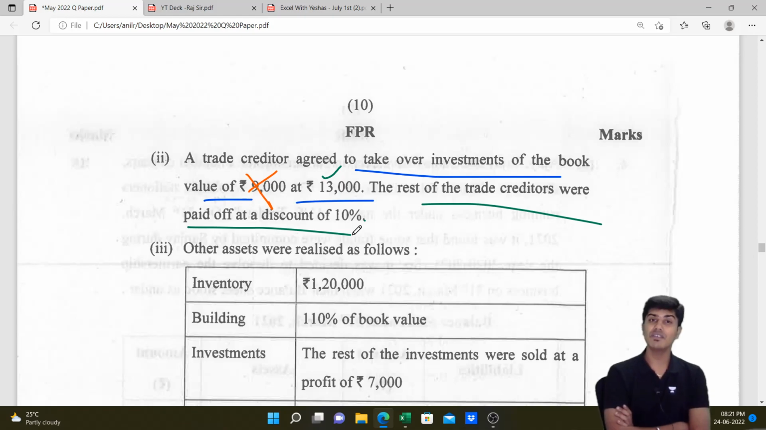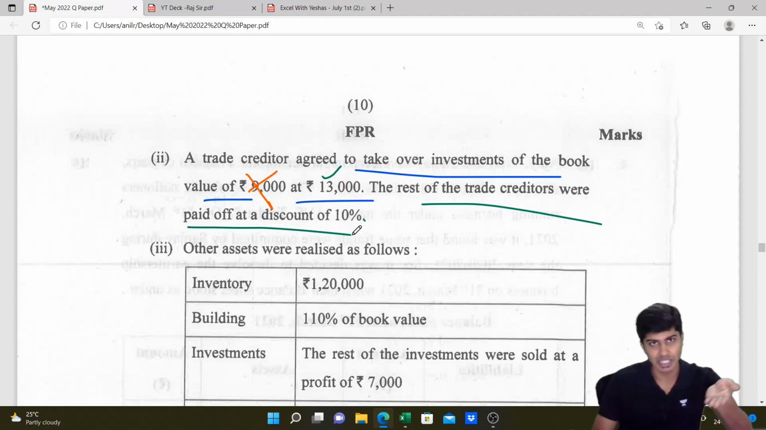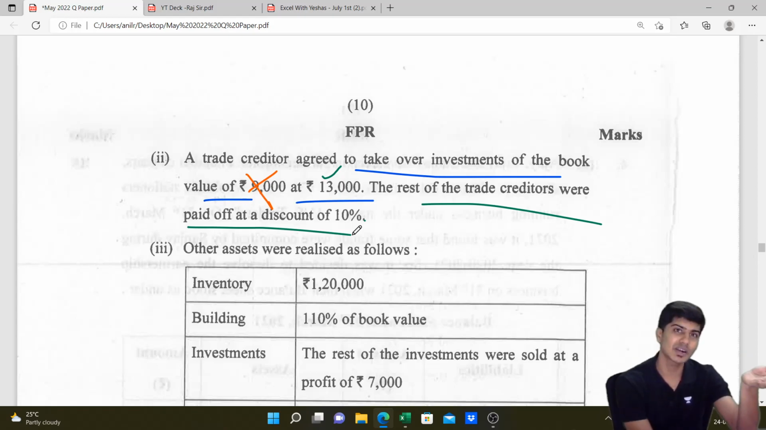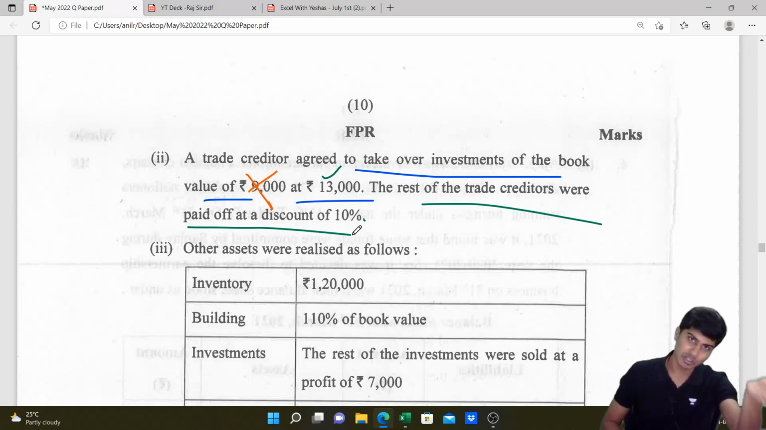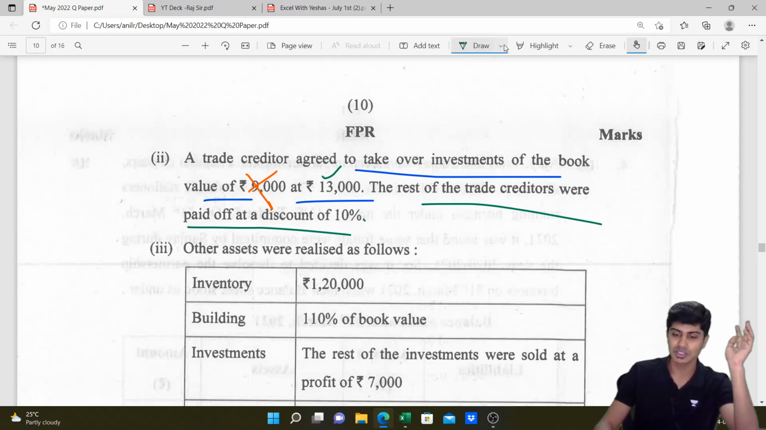But we don't have a creditors account, we don't have an investment account. Why? Both of them are closed by transfer to realization. If I try to write an entry for that 13,000, it will be realization account debit to realization account. Sir, 13,000 is the liability decrease, 9,000 is the asset decrease, sir. The 4,000 profit also should be written to realization. So we will not write any entry for this 13,000 and 9,000.